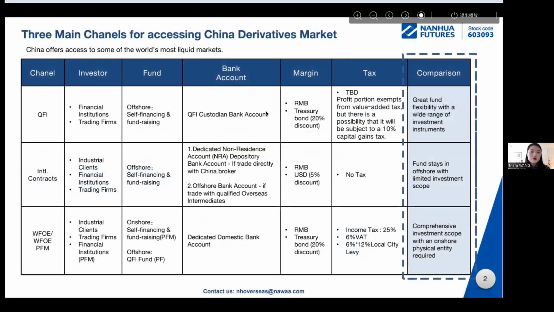From this page, I would like to go into details about the 3 main ways to enter the Chinese derivatives market. The first one, of course, is QFII. The second one is international futures contracts. The last one is WFOE. It's slightly similar to what Ms. Yang said in her previous presentation, so here I will go into a bit more detail.